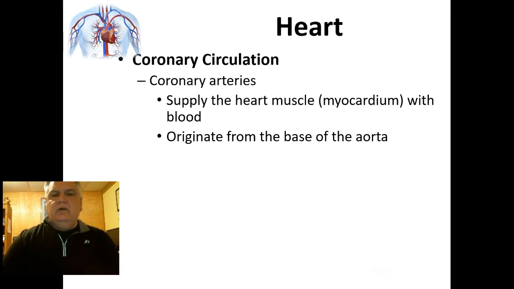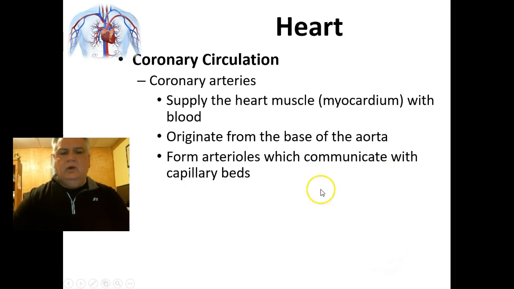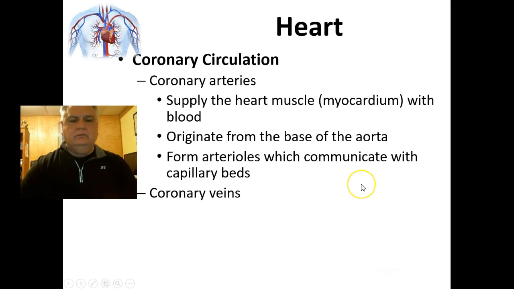These coronary arteries actually originate from the base of the aorta, so that when blood enters the aorta, right there at the base of the aorta, there are 2 little openings, and the blood passes out through these 2 openings into the right and left coronary arteries, and then from there into branches that provide blood to the entire musculature of the heart. Eventually, they'll branch and form arterioles, which will communicate with the capillary beds, as we've seen.